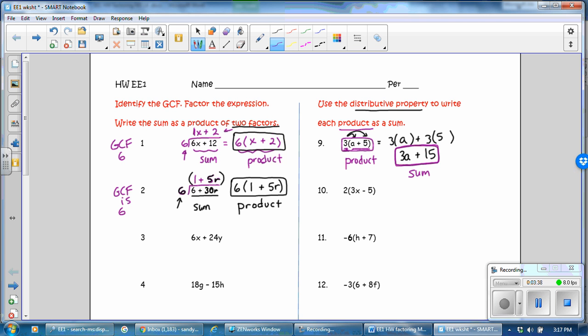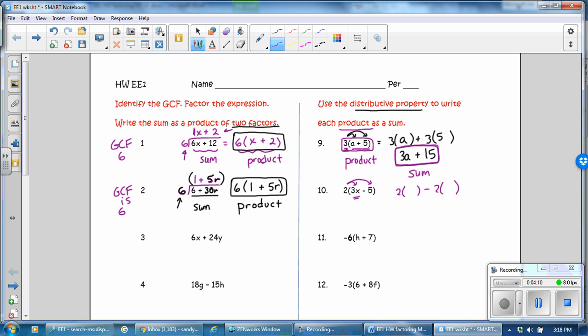Number 10. So we have 2 times the quantity 3x minus 5. We'll use the distributive property. This is a product where the first term is 2 and the second term is the quantity 3x minus 5. We're going to write that as a sum of 2 times the first quantity plus 2 times the second quantity. And actually we are not adding in this case, we are subtracting. So I need to change this addition to subtraction.